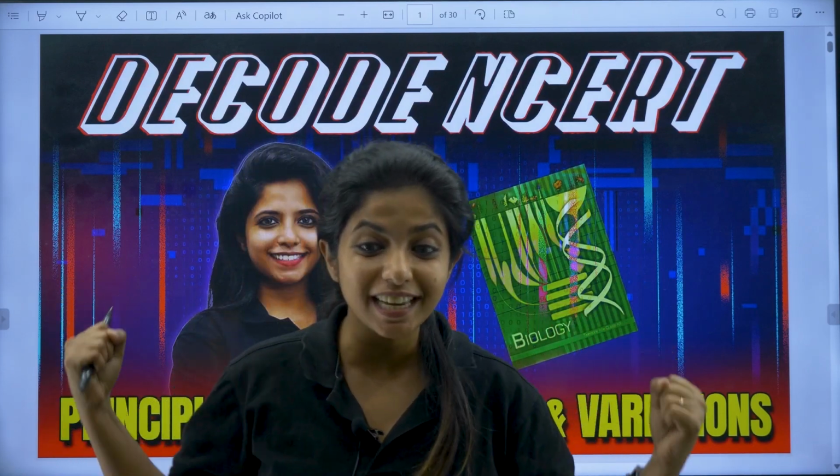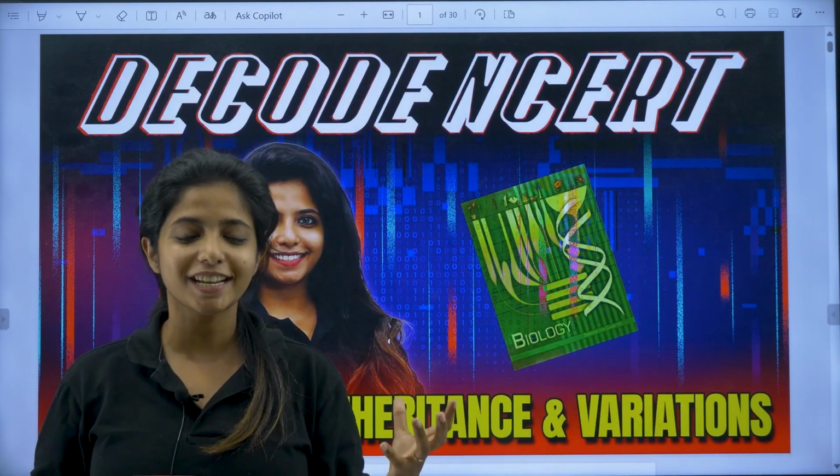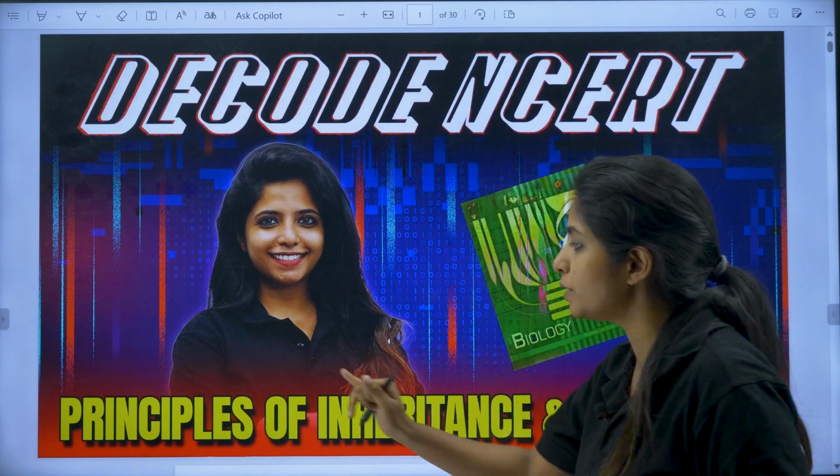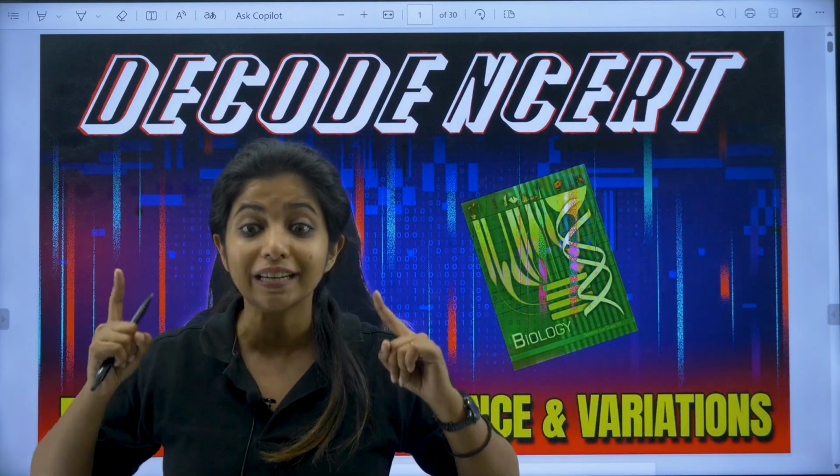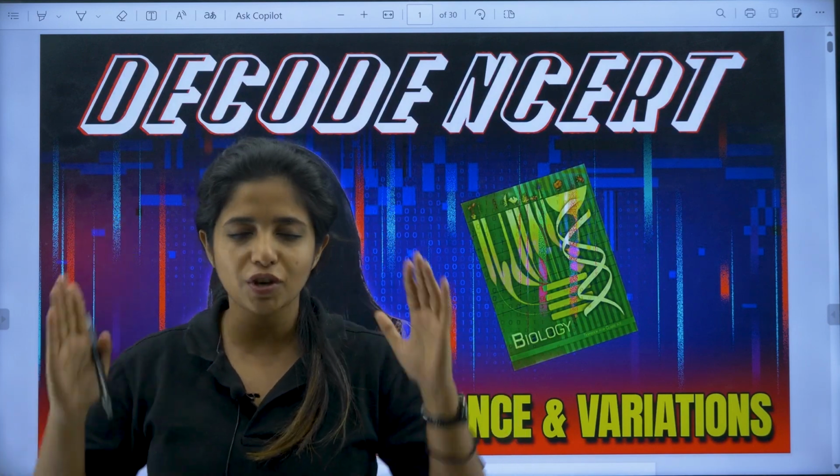Champions, today we are going to decode NCERT. And what in NCERT? The most important chapter of biology, that is principles of inheritance and variation, which could give you a total number of 13 marks in the examination, which is not a small number.